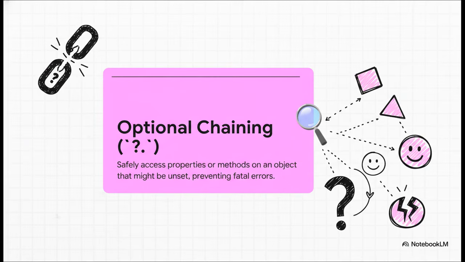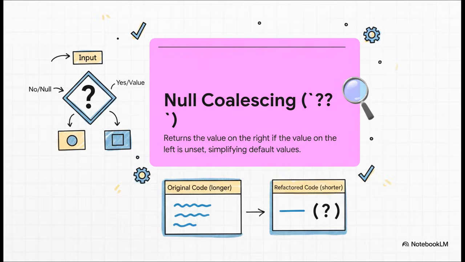And then we get some fantastic new syntax additions, like optional chaining. This little question mark lets you try to access a property on an object that might not even exist. Instead of your script crashing with an error, it just gracefully returns an empty value. It's such a simple change that eliminates a ton of extra checking code. Similarly, the null coalescing operator lets you provide a default value in a really clean, readable way. If the variable on the left is empty, it just uses the value on the right. Again, this is all about writing less code to get more robust results.